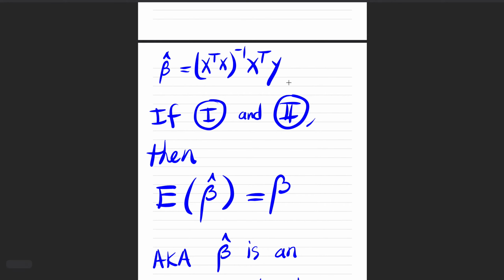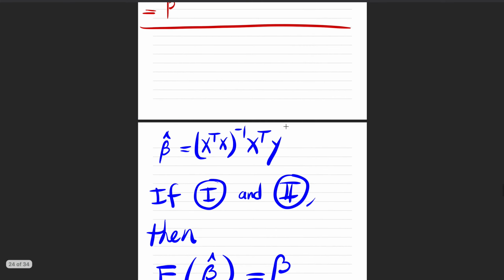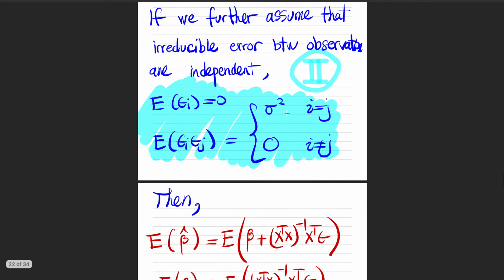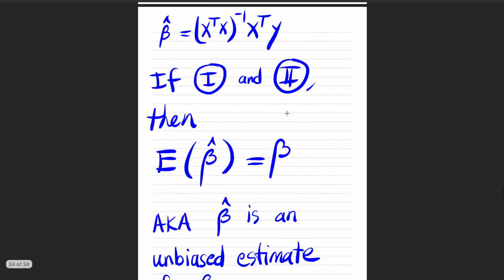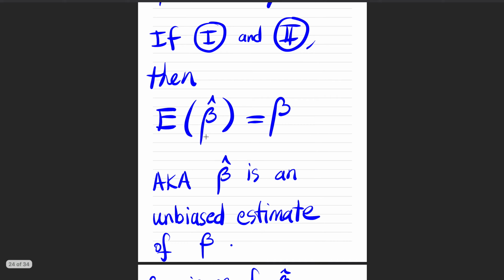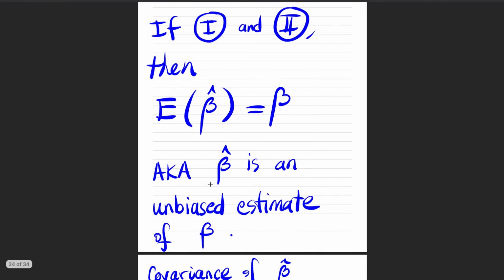This is what the linear model gives us if conditions 1 and 2 are satisfied, which means the data is generated by a linear model and the noises are independent. Then the expected value of beta hat, so an average of our estimate, gives us the true beta, which is great. It also means that beta hat is an unbiased estimate of beta.